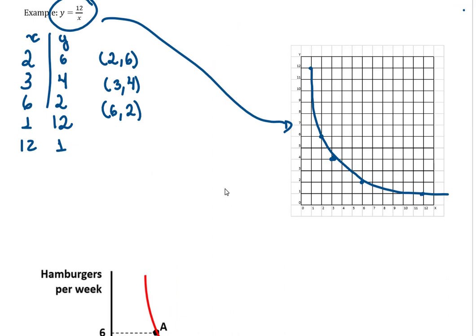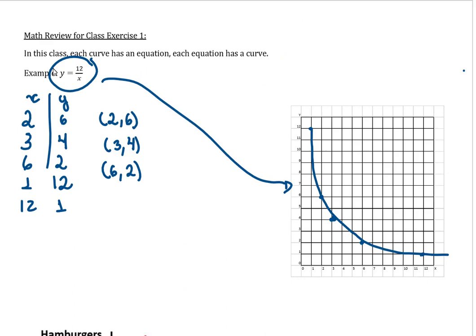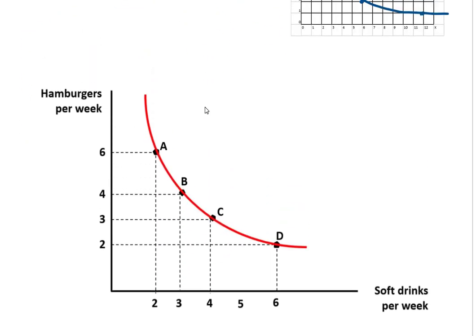But the point I'm trying to emphasize is the book has the curve. What is the equation behind the curve? Well, in this case, we already know it is hamburgers equals 12 divided by soft drinks, since this curve is identical to that. So the only difference is instead of y is the quantity of a good, instead of x is the quantity of another good.